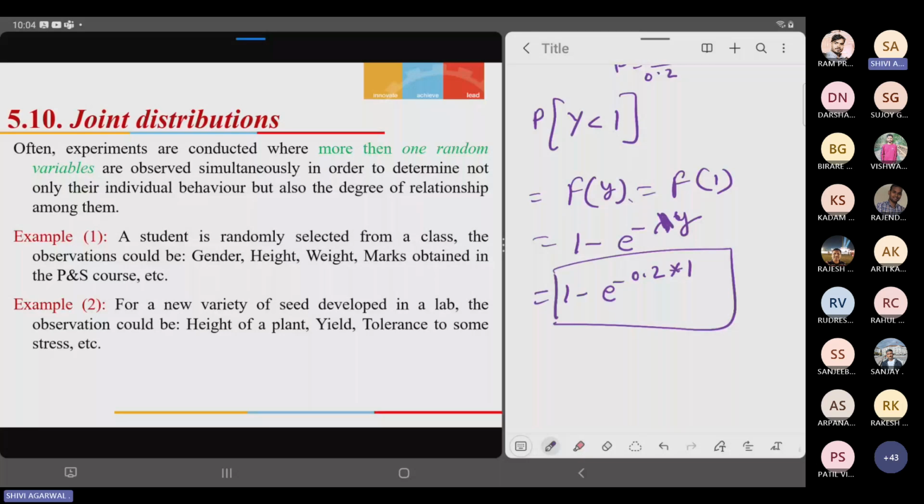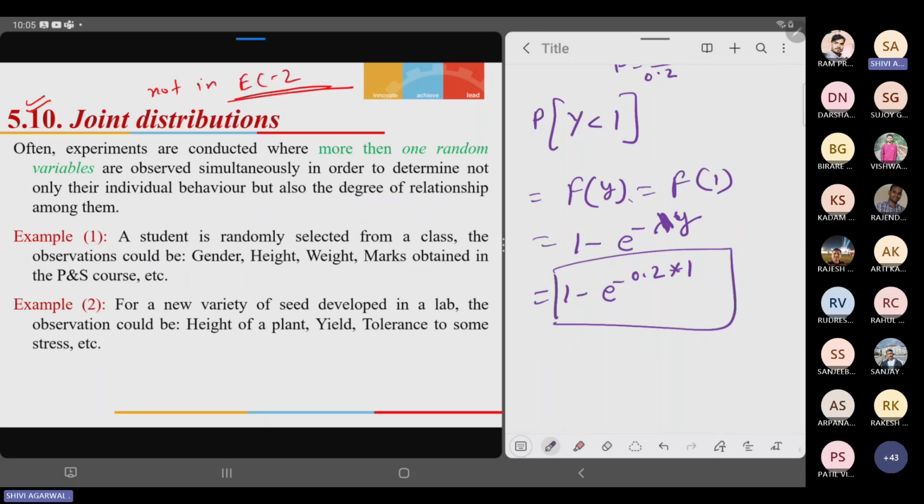Try to do the questions on your own. I will upload this practice set and you can discuss the questions with the solutions also. Now section 5.10 is not in the syllabus of EC2.